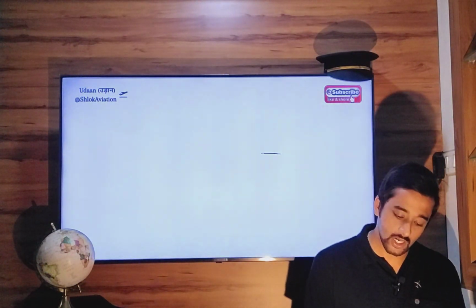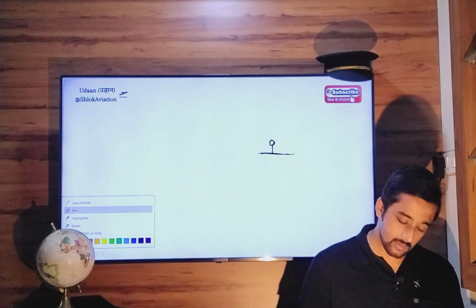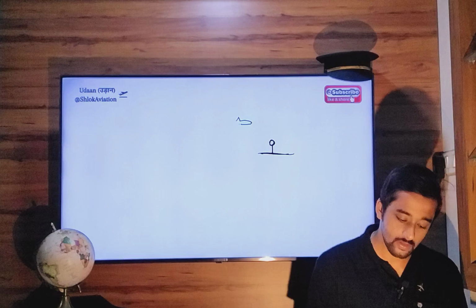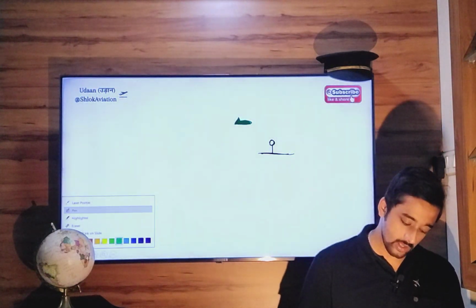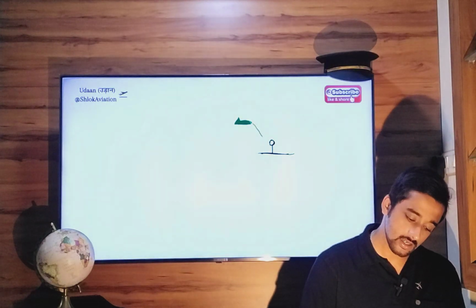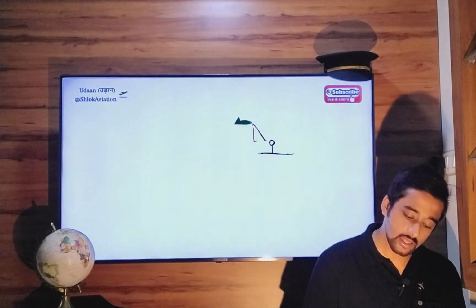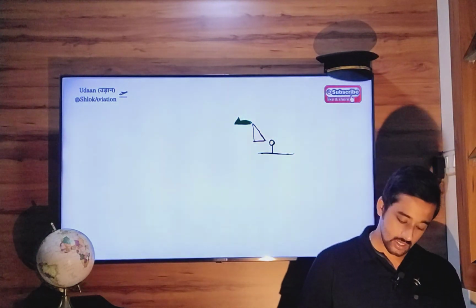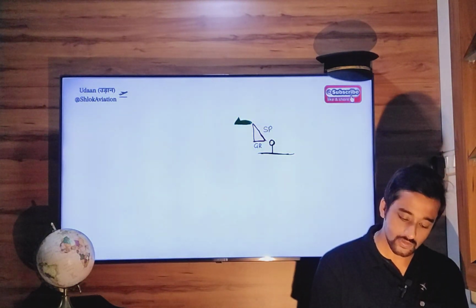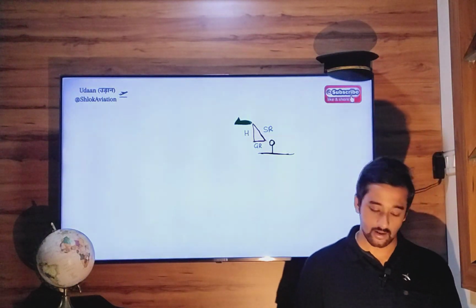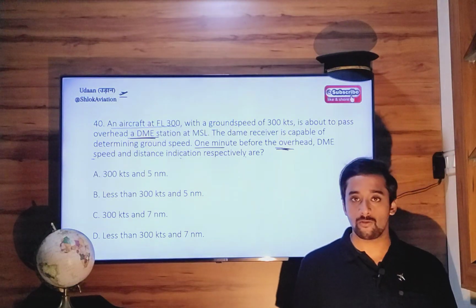So let's say if this is your DME station here on the ground, aircraft is just 1 minute away from it somewhere here. So in that case, the slant range will be like this. This will be the slant range. This will be the height and this will be the ground range. So slant range will be much more than ground range. This is height of your aircraft.